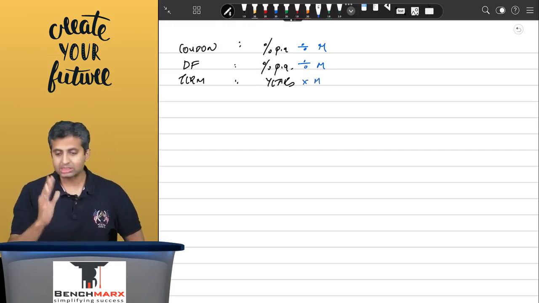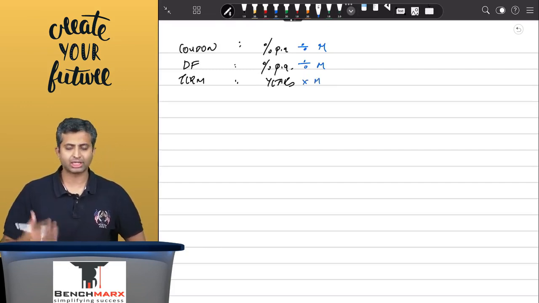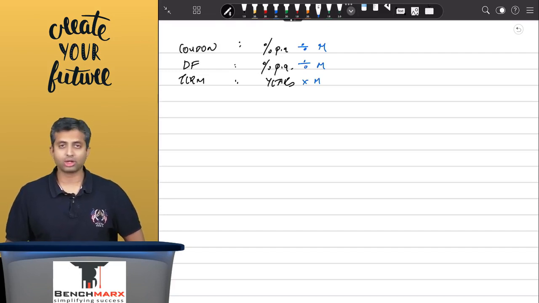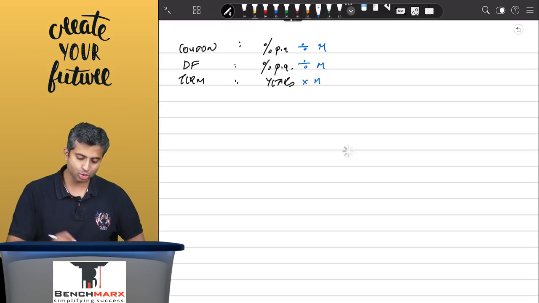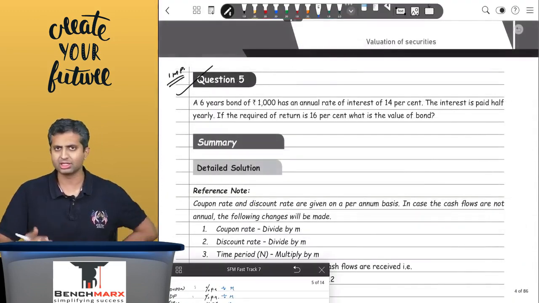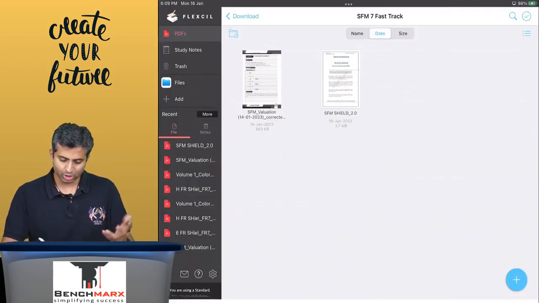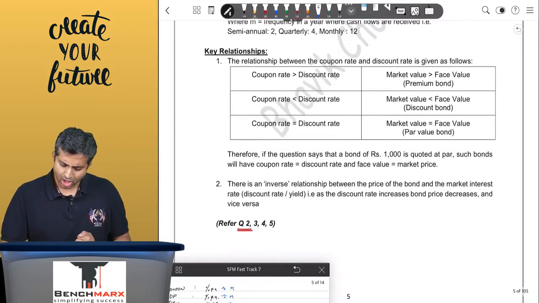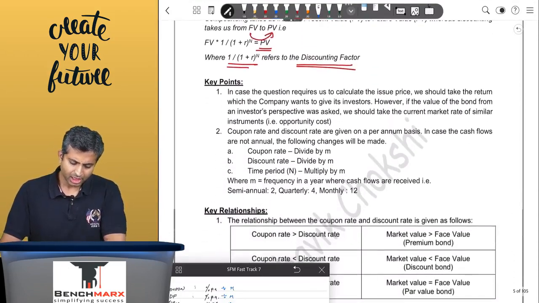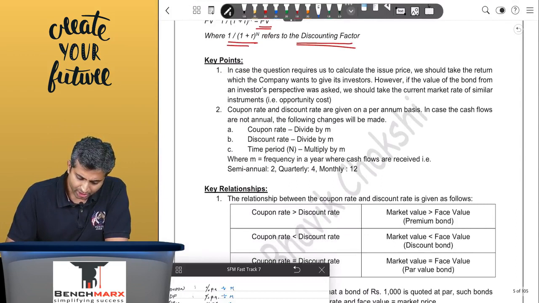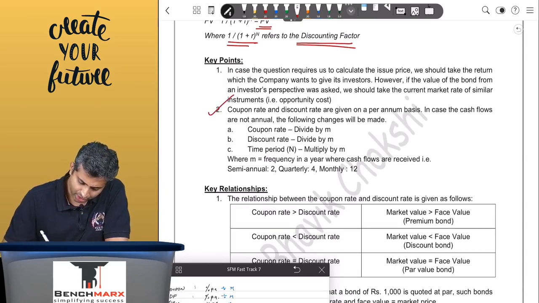If you do that, this is what is going to give you the cash flows or the valuation in case of a bond which is not annual. So if you need to do valuation of a bond which is not annual, like it is there in question number 5, then what will you do? If I go to the sheet on page number 5, there are a few key points over here. The first key point is that, the second key point is that coupon rate and discount rate are given on a per annum basis.